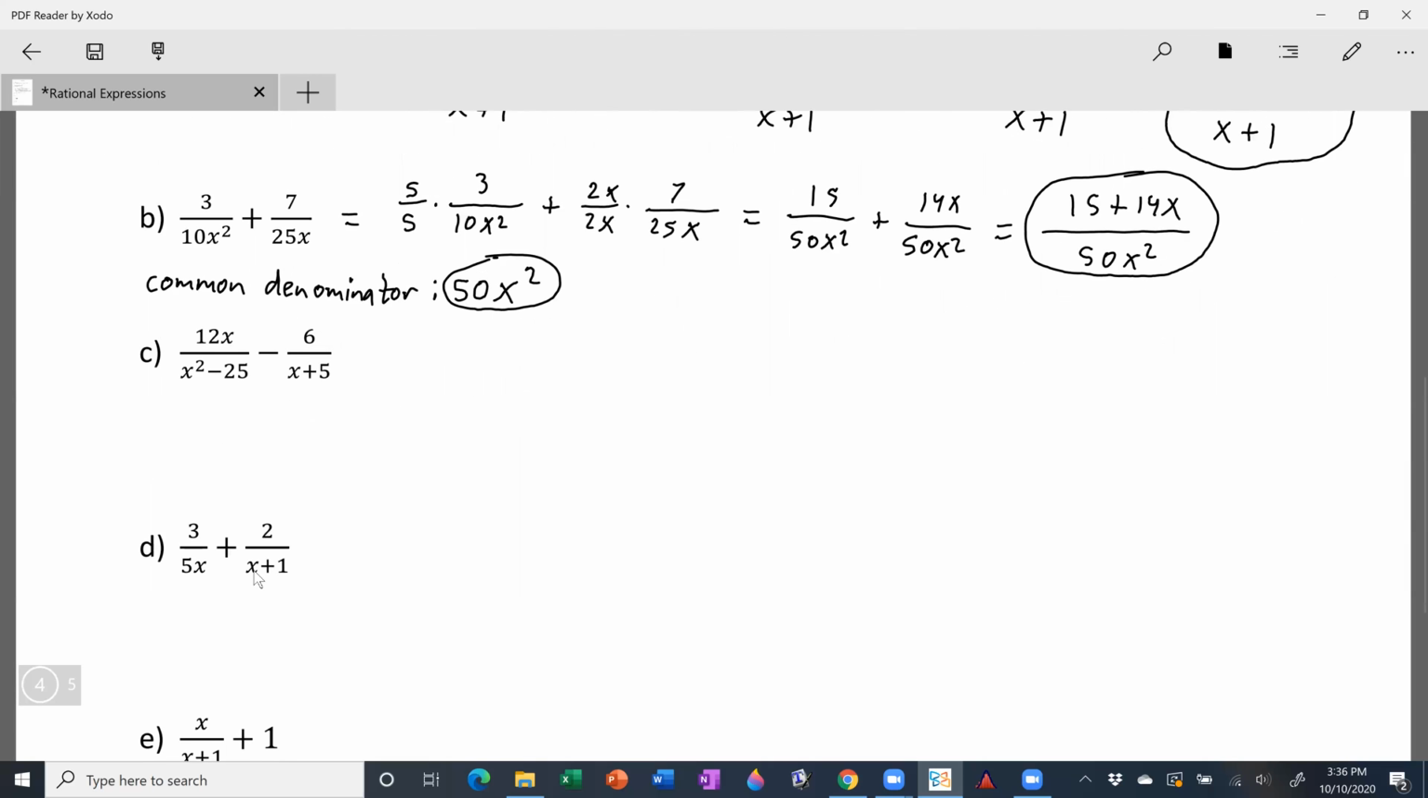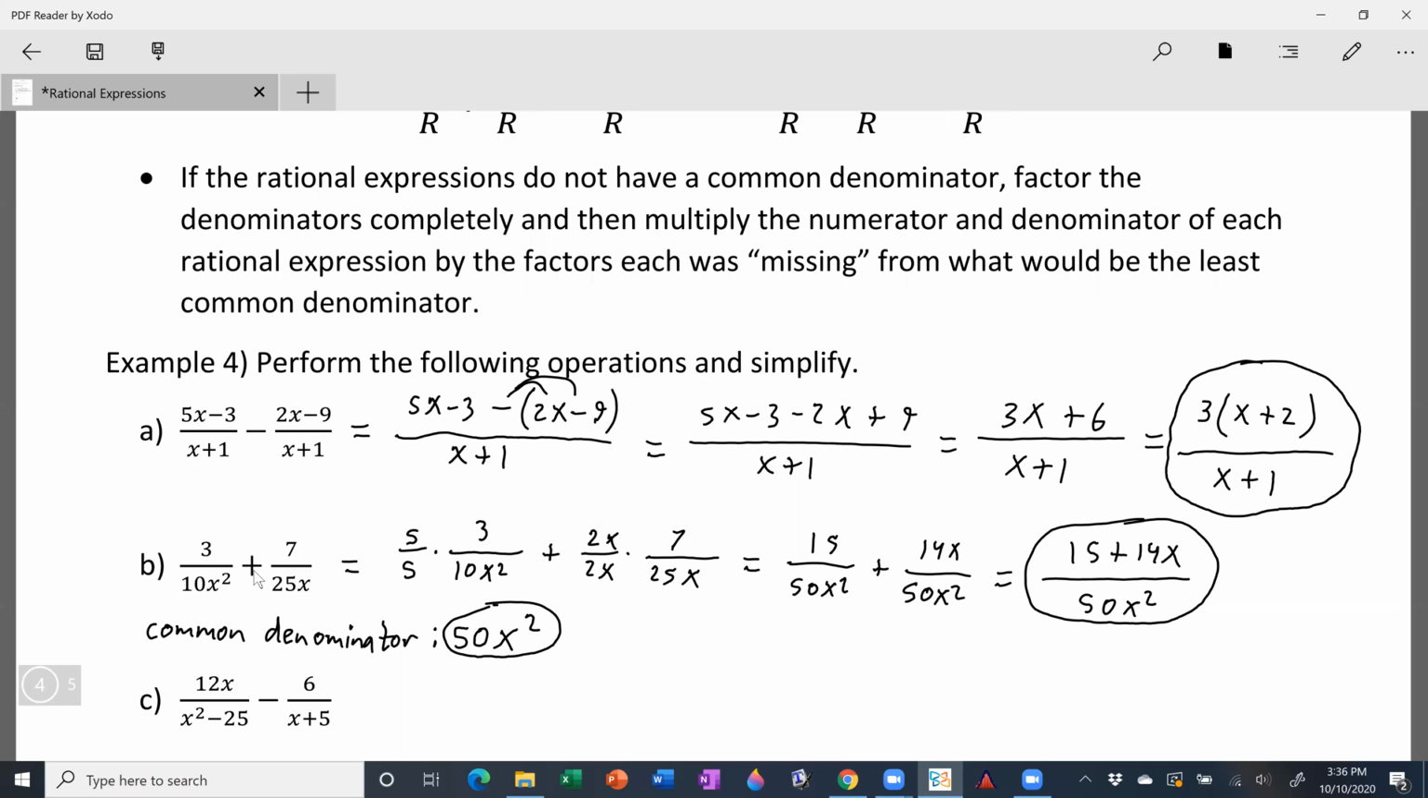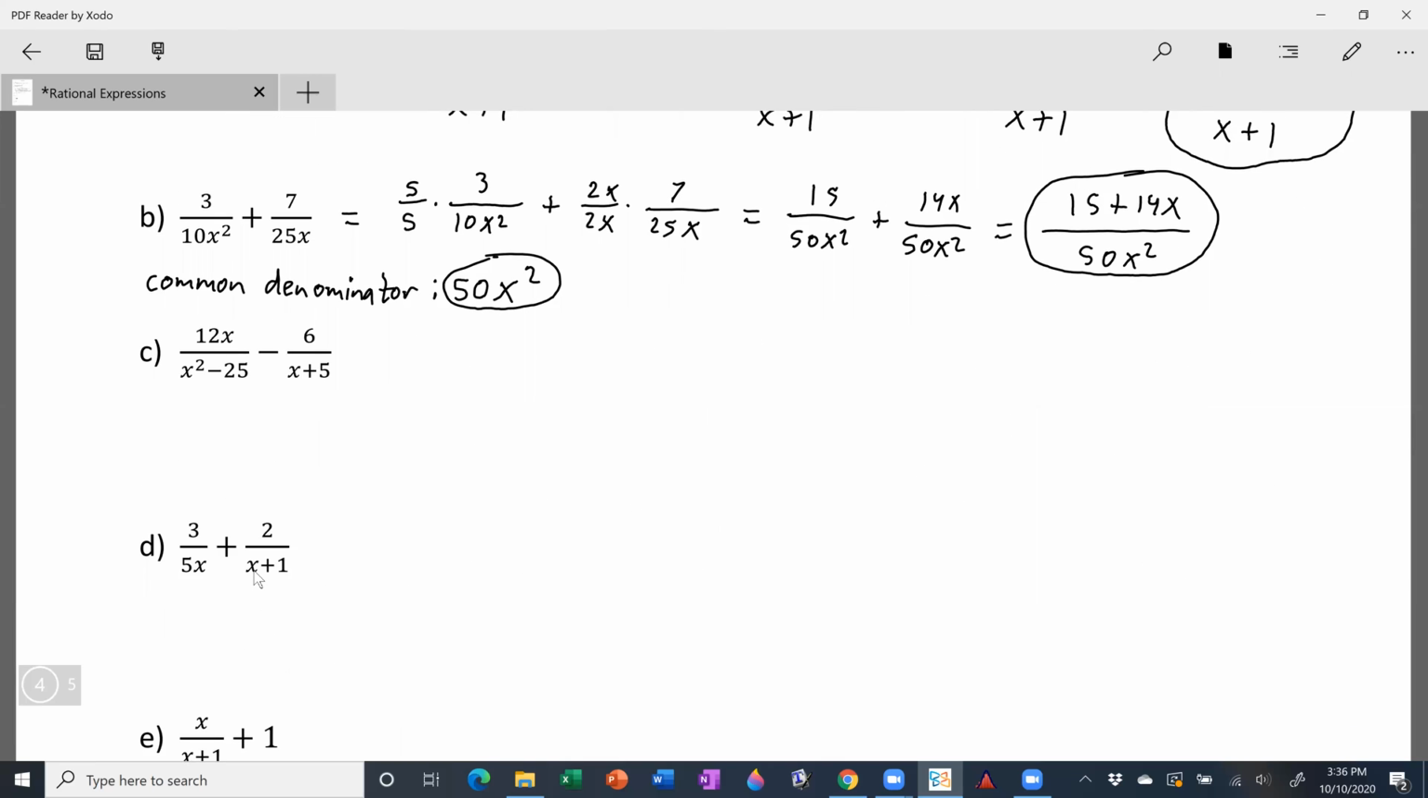Okay, let's think about this one now. So for this one, you have to factor everything. Okay, and so this is what I'm talking about. You definitely want to factor everything completely because we need to try to see what do they have in common. So for this one, I just want to do some quick scratch work and realize that this is the same as x plus 5 times x minus 5. So we need to think about it. What would be the common denominator?